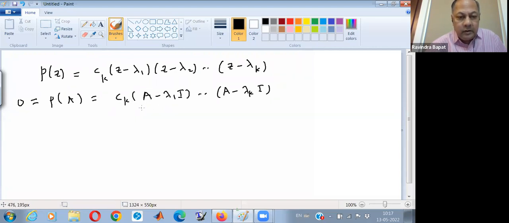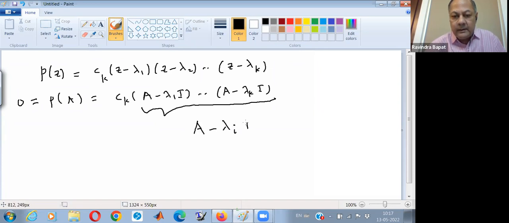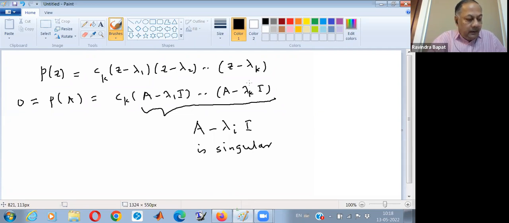So this product of matrices is the 0 matrix. That means it is a singular matrix, so one of the factors must be singular. That is where I can pick up one eigenvalue. There must be one eigenvalue, say lambda i, such that A minus lambda i I is singular, because the product is the null matrix. So there is some root of the annihilating polynomial which is also an eigenvalue of the matrix.